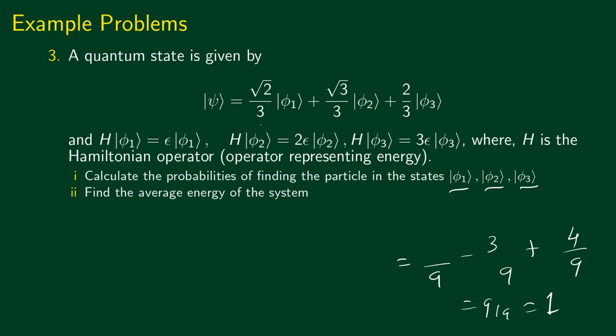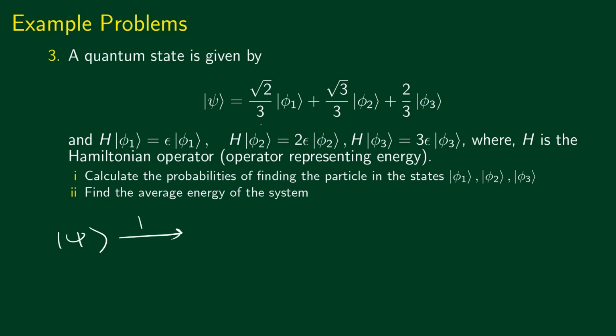Now calculate the probabilities of finding the particle in the states ket phi 1, ket phi 2, ket phi 3. The question I think is slightly inaccurate, because this is the exact state of the system. What we are calculating is, if I measure the energy on this state, it will change to either ket phi 1 or ket phi 2 or ket phi 3. It will change to one of the eigenkets of the operator H. What we need to calculate is the probability that it will change to ket phi 1 or ket phi 2 or ket phi 3.